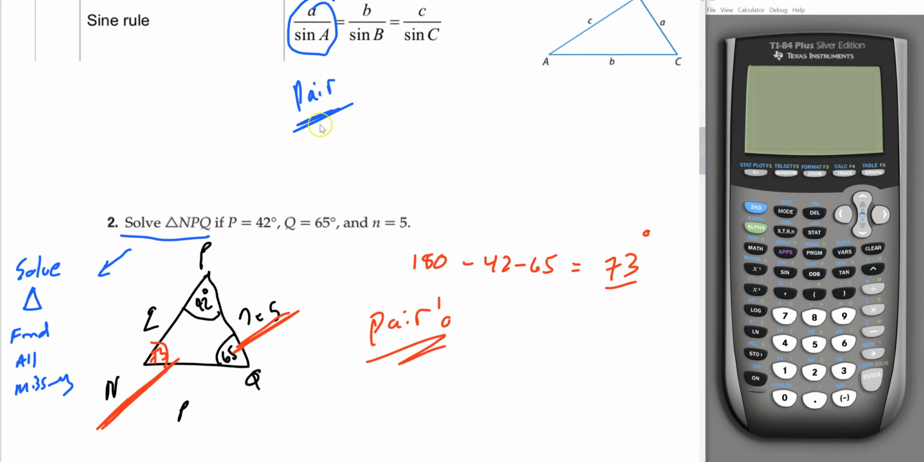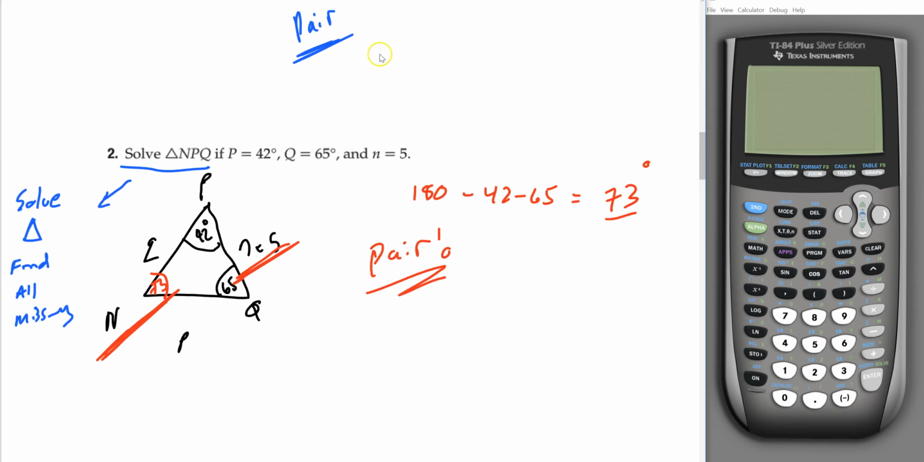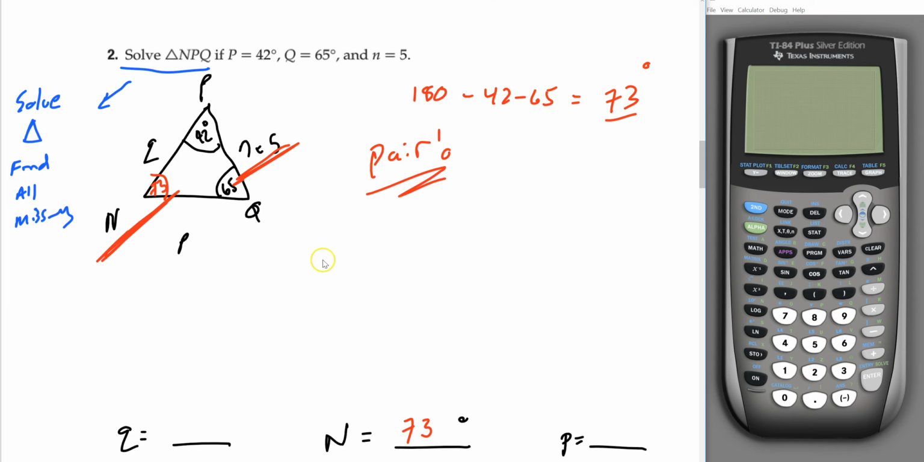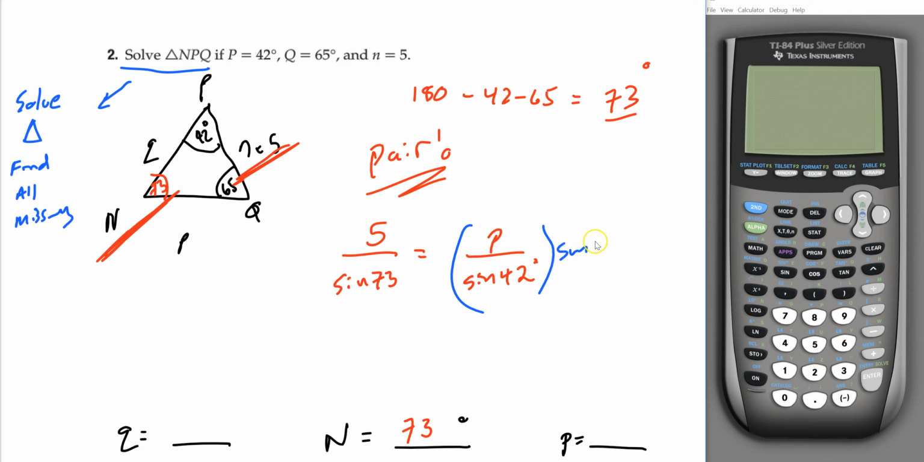So if we go back to the formula, A over sine of A equals blah, blah, blah. In this case, I have the N. So let's do 5 over, now very important guys, it's not over 73, it's over sine of 73. A lot of people make that small mistake. So 5 over sine of 73 equals, and then let's solve for anything we want. Let's solve for the p's. Now again, the side goes on top, over sine of 42. Now you can cross multiply, but honestly the easiest thing to do is just multiply both sides by the denominator here. I want to solve for p, so just multiply both sides by sine of 42.